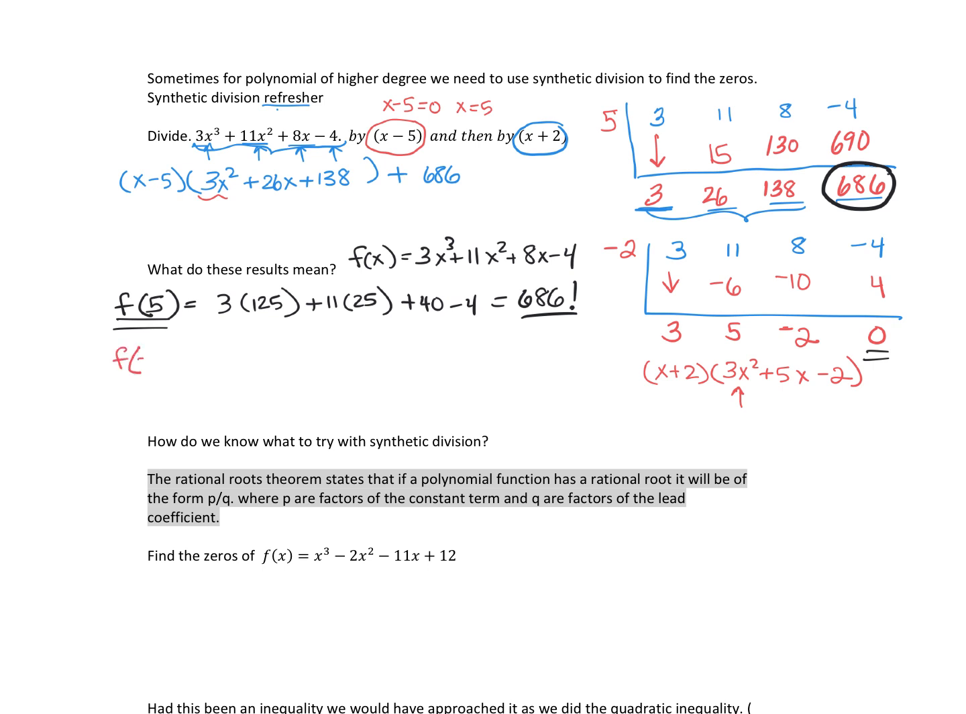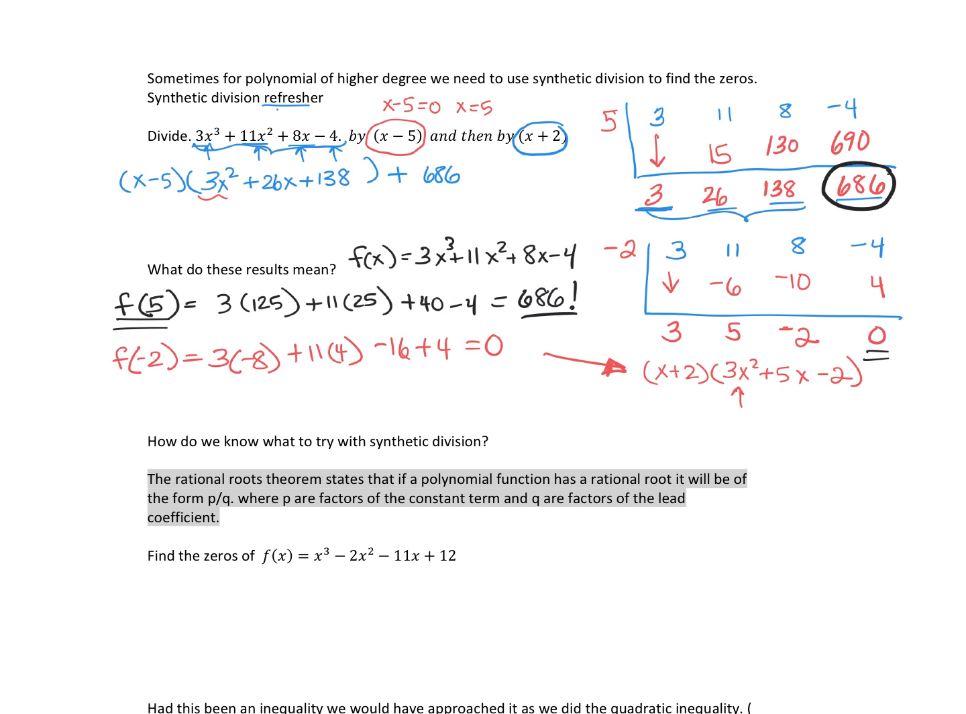So let's see, f of -2 would have been 3 times -8 plus 11 times 4 minus 16 plus 4, which is 0. And because we don't have a remainder, we're able to factor that. So that's really what we're looking for, is that when I do the synthetic division, I get a 0. Just as a reminder, if you're missing a term, make sure that you put zeros in.